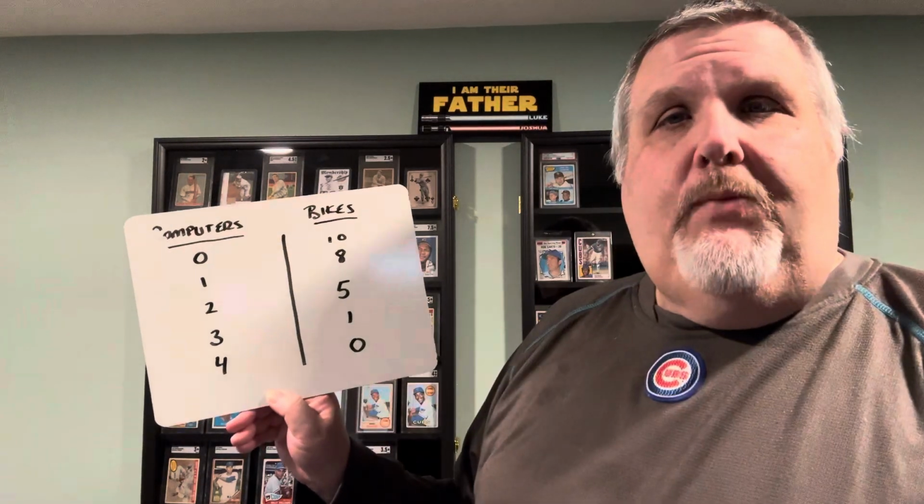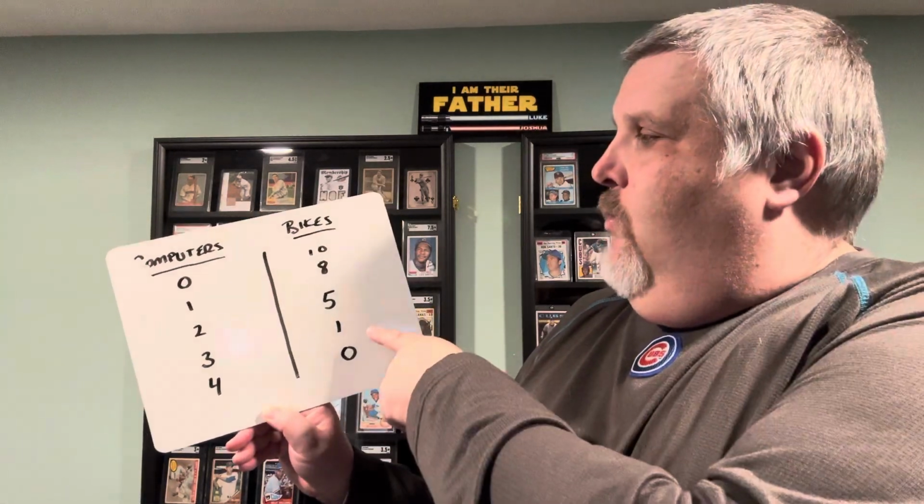If we make 10 bikes, we can't make any computers, right? If we make 8 bikes, we can make a computer. If we make 5 bikes, we can make 2. If we make 1 bike, we can make 3 computers. And if we don't make any bikes, we can make up to 4 computers, right? Those are our possibilities. It's the most we can do, okay? And so this would be a production possibilities table.